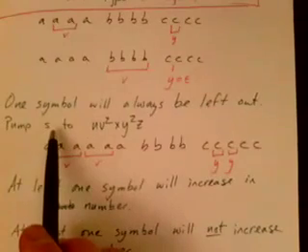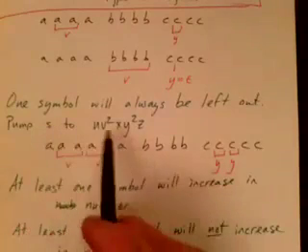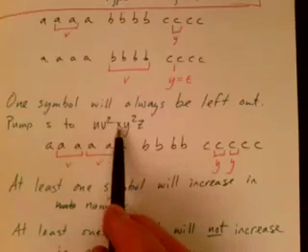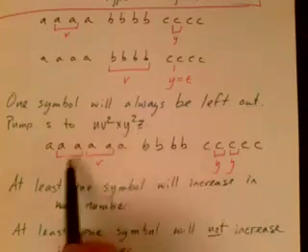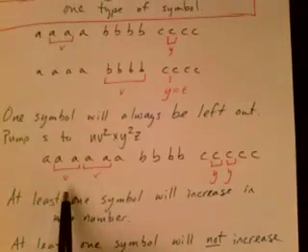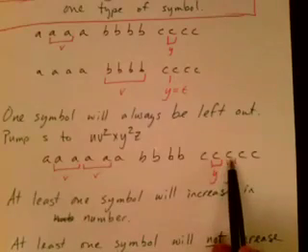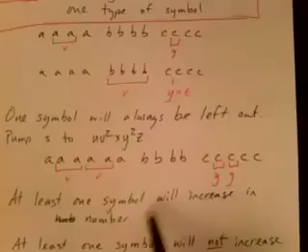We ought to be able to pump this string according to the pumping lemma and get something that's still in the language. In particular, u v squared x y squared z would add two A's and add an extra C. Okay?